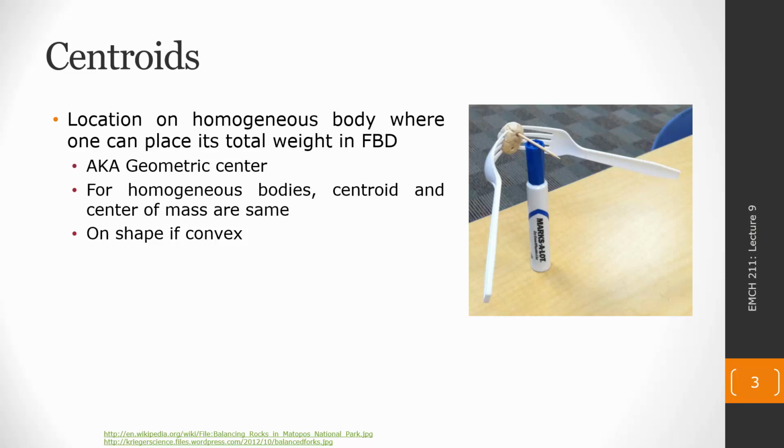However, in composite bodies, like the picture on the right, then the center of mass and the centroid are probably located at different locations. And the center of mass or the centroid can be located on the body or actually off of the body itself. It's always going to be on the body if the shape is convex, though.